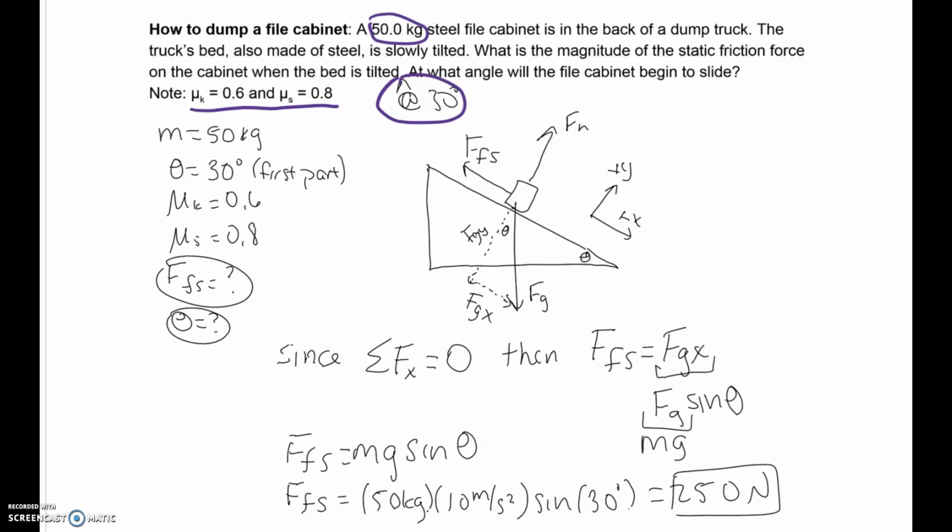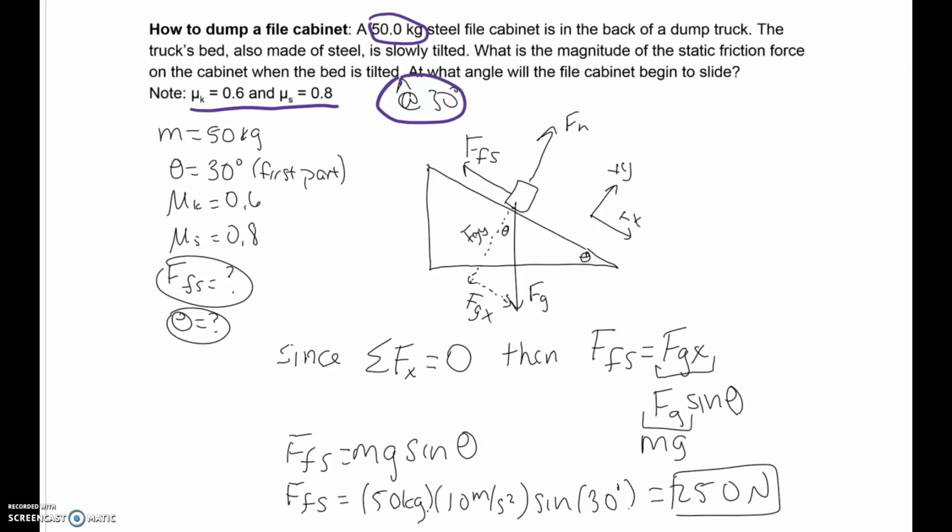Alright, so looking at my triangle here, that's the opposite side, so we use the sine function. My hypotenuse is the force of gravity. That's also equal to mg. So my expression here becomes the force of static friction is mg sine theta.